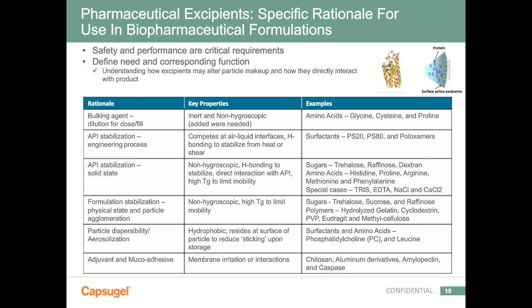We'll also look at adding amino acids such as histidine or proline or arginine to help in the buffers when processing the materials. And in special cases, we have added EDTA, sodium chloride, calcium chloride, things like that. Again, the focus there is to have protection of the active while we're processing through spray drying. And then we'll add other components as well to decrease the amount of particle agglomeration. So again, it could be the same excipients, but they have different rationales or inclusions.